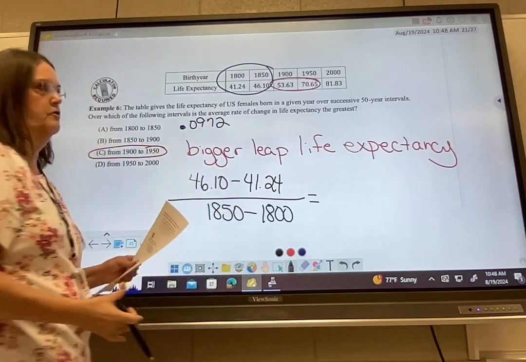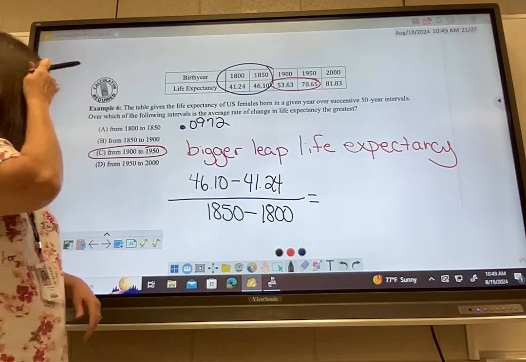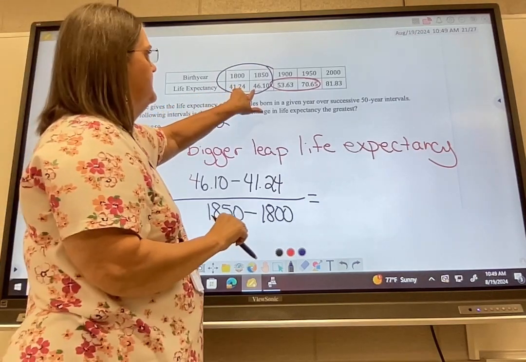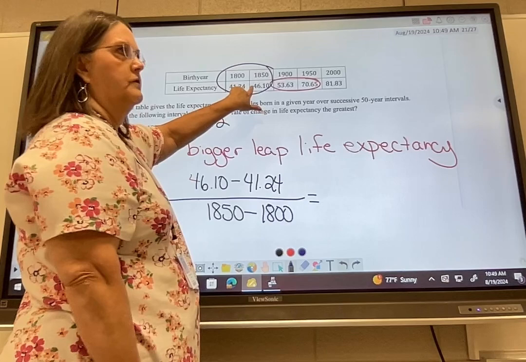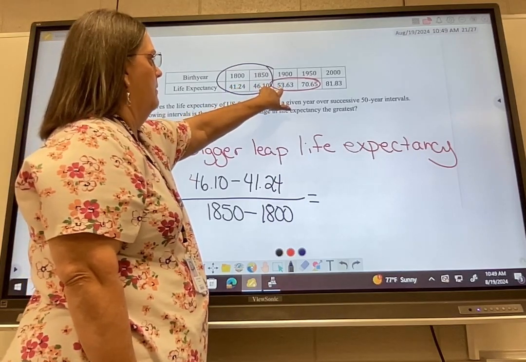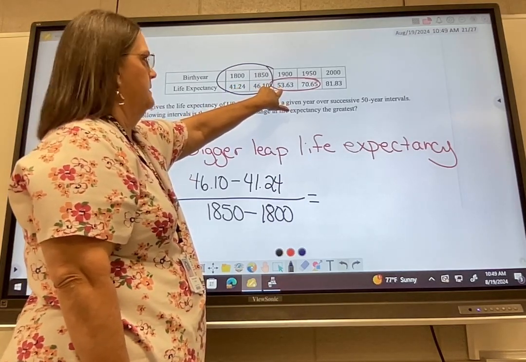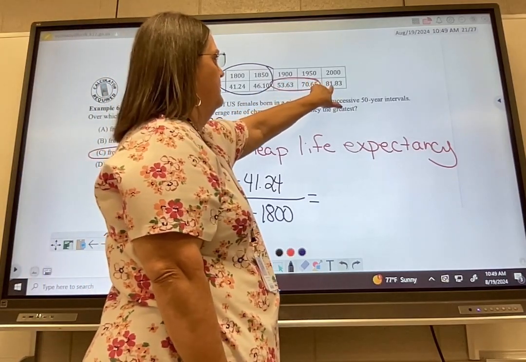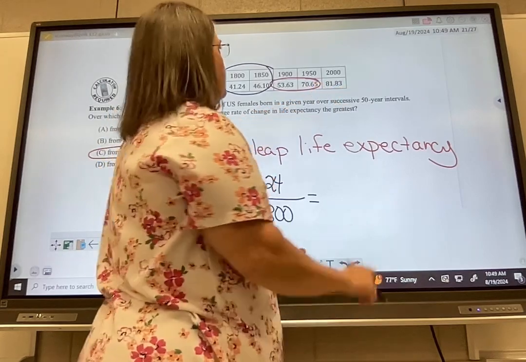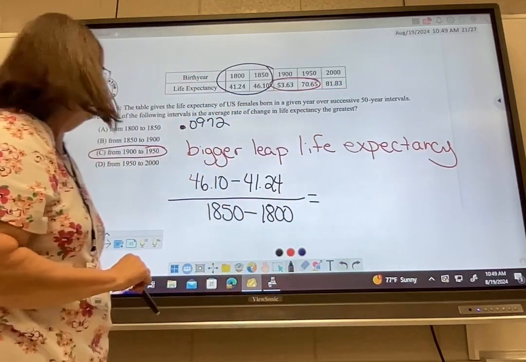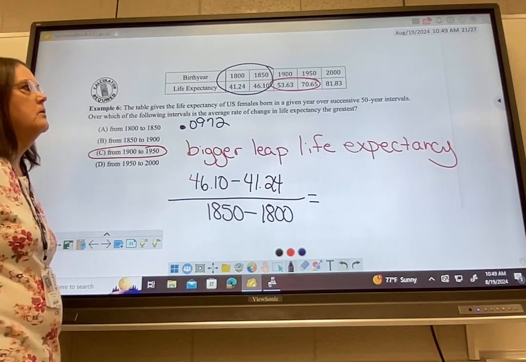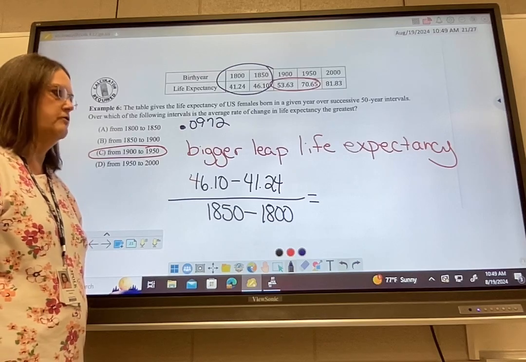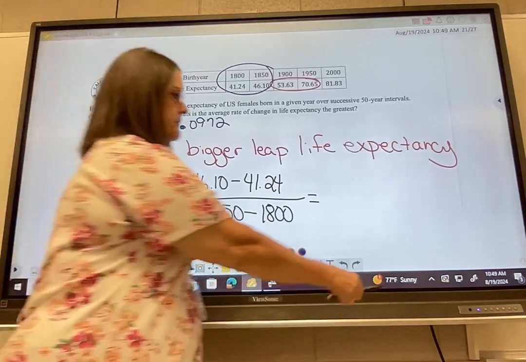But I'm going to tell you that you can logically look at this. If I look from 1850 to 1900, look at this. This is an increase of about 5-ish. This is an increase of about 7 or 8. This is an increase of about 17. And this is an increase of about 11 or 12. So you can find your answer just by looking at the table, his letter C. Or you can find the average rate of change for each one of those intervals. It doesn't matter how you do it to get the correct answer.